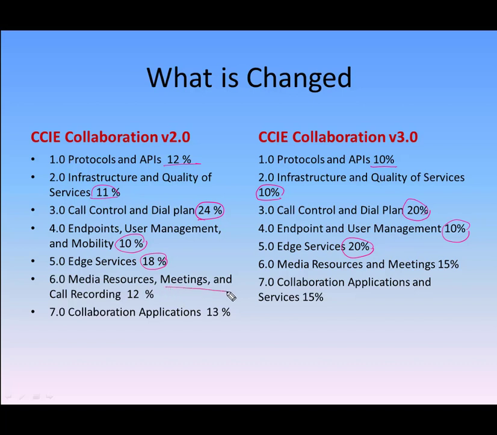Media resources, meetings and call recording was 12% of the exam in version 2. In the new version, it's been increased to 15%. Collaboration applications was 13% in the old one, and that's been increased as well, along with a new section of services. And that's 15% of the exam now in version 3.